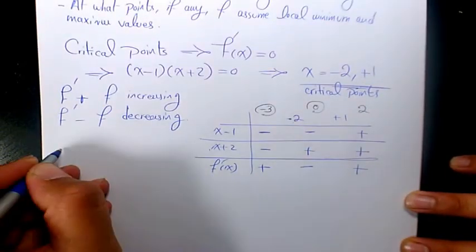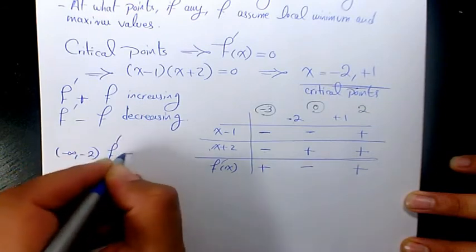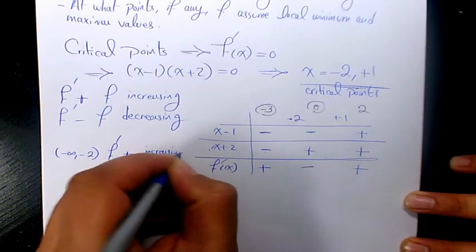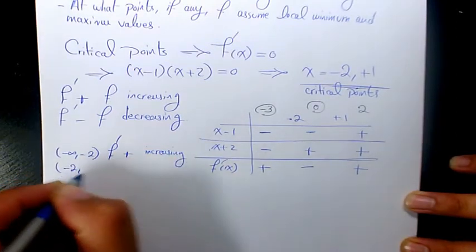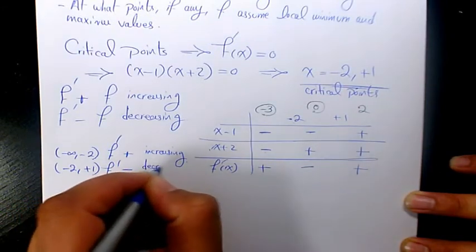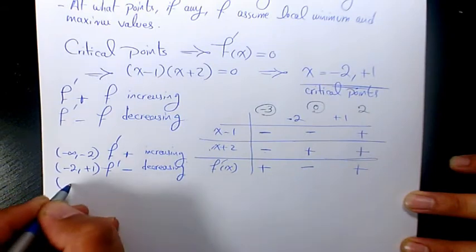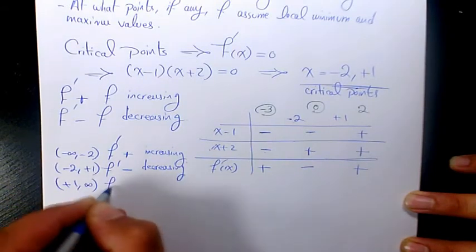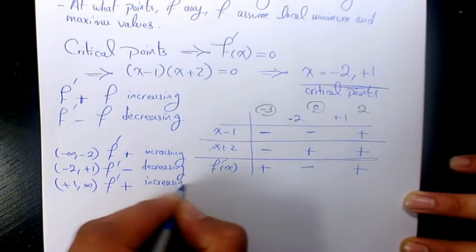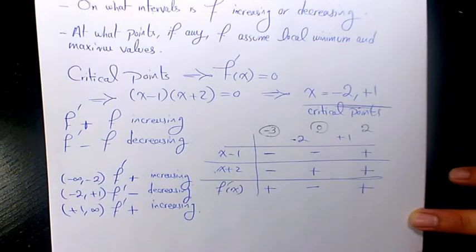So it means that from negative infinity to negative 2, f prime is positive and it's increasing. From negative 2 to positive 1, f prime is negative, so it is decreasing. And from 1 to infinity, f prime is positive, so it is increasing. So that's going to be the intervals of increase and decrease.